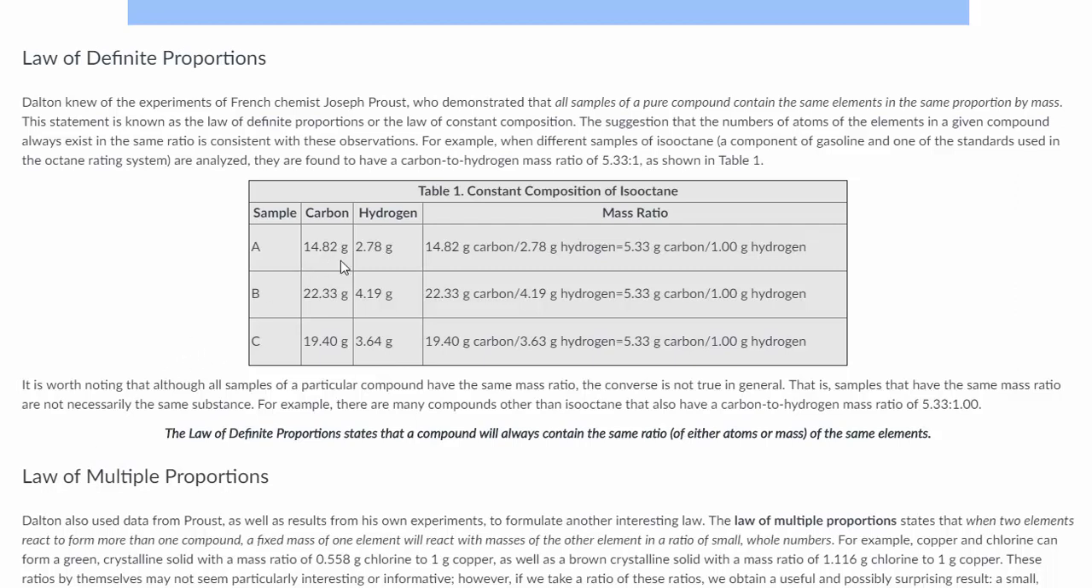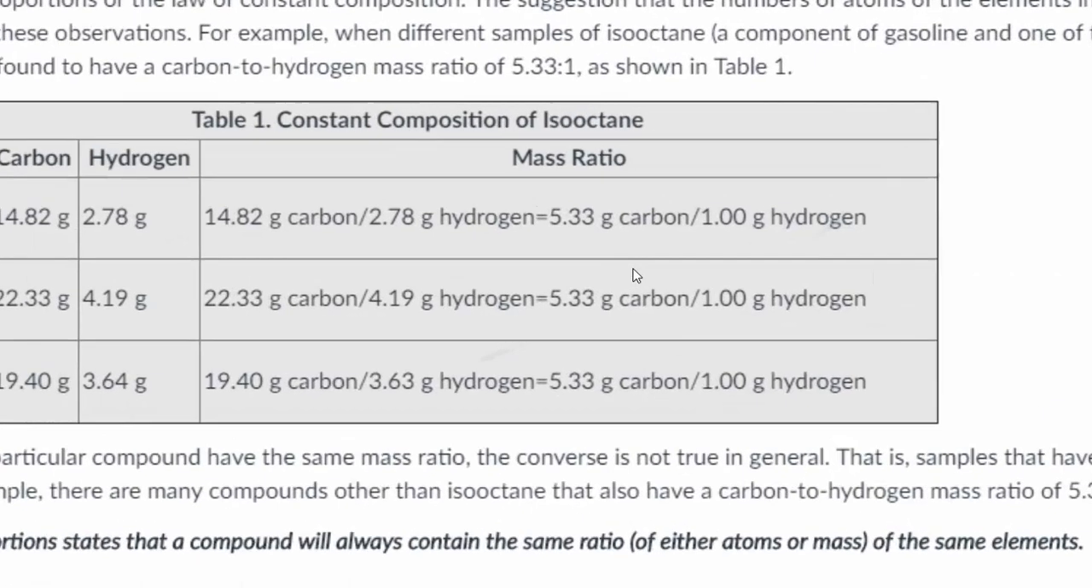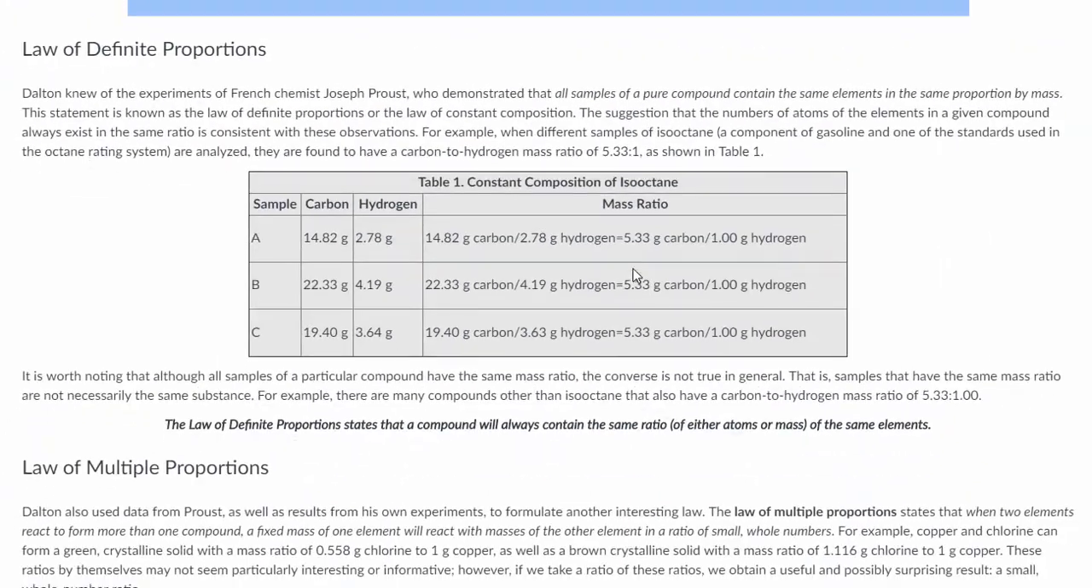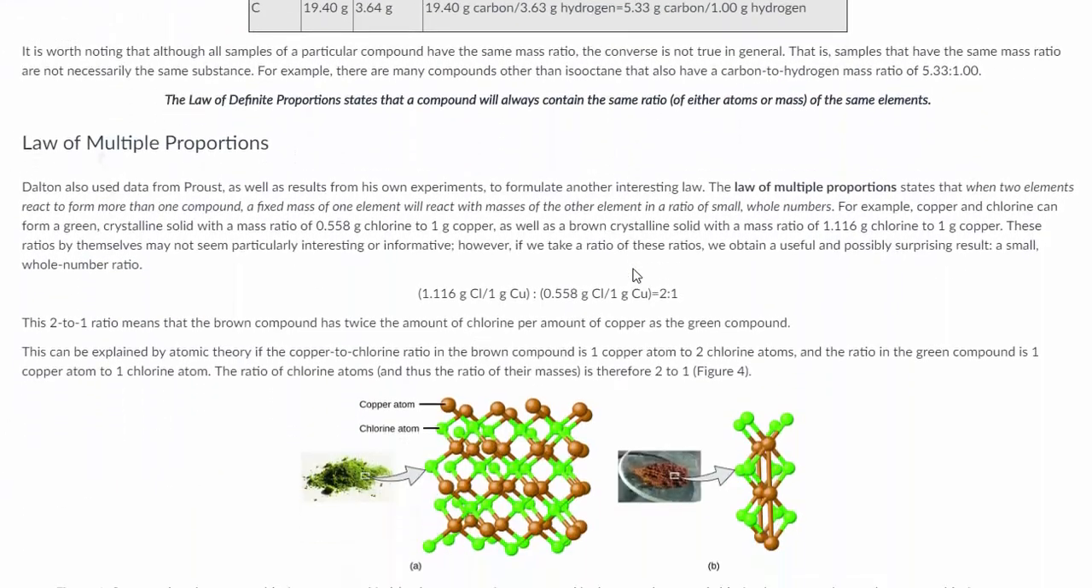And we can use experimental masses in order to prove that. So if we have, for example, experimental masses where we have these samples and they've decomposed into some amount of carbon and some amount of hydrogen, we can use that data to create a ratio. As long as we have all the carbons on the top and the hydrogens on the bottom, what we'll end up with is the same ratio, 5.33. We end up with the same ratio, 5.33 grams of carbon per 1 gram of hydrogen. That is the law of definite proportions.